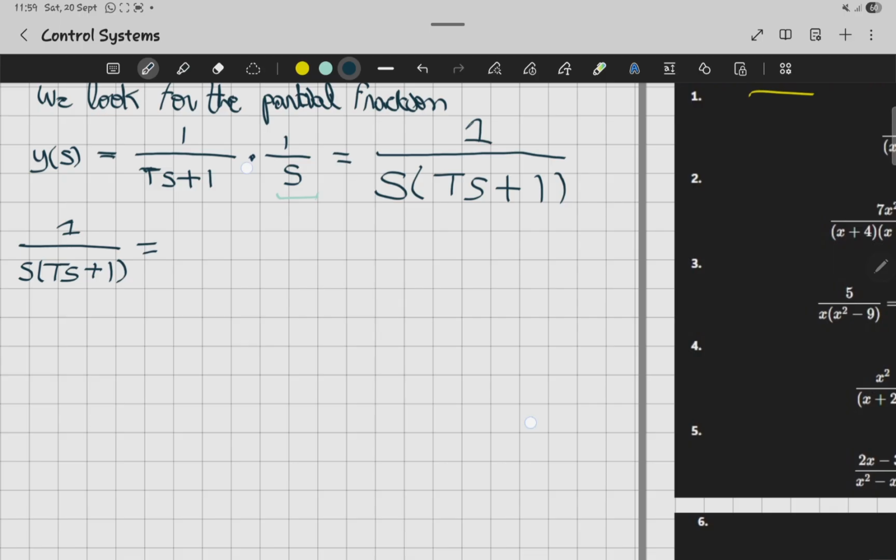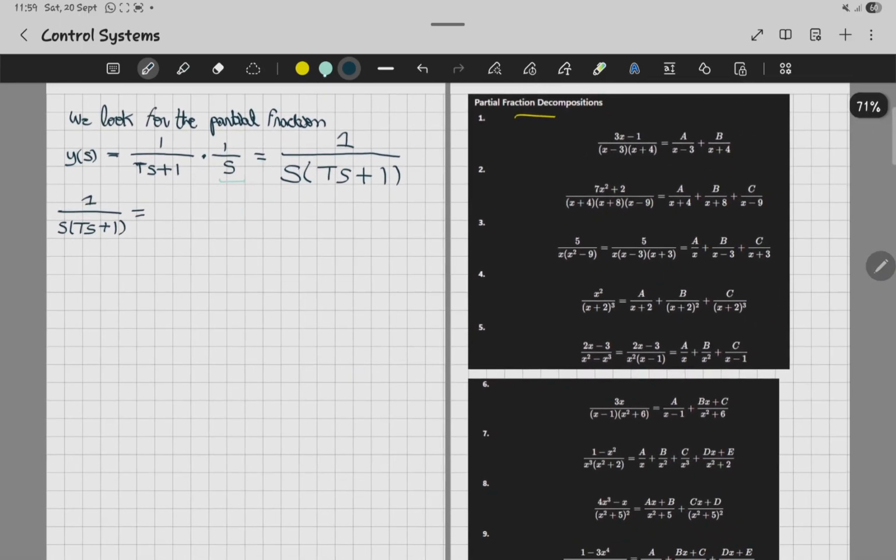Okay, so it's going to give us, we need to check into the table. Like I said, we have s times something. This is where you see s times something, and then you see what happened to s. So it's actually the same as writing a over s plus, we're going to have another fraction here. Okay, so let's look for something similar to what we have here.